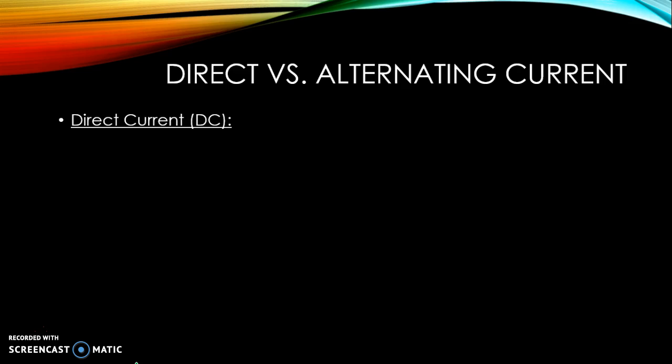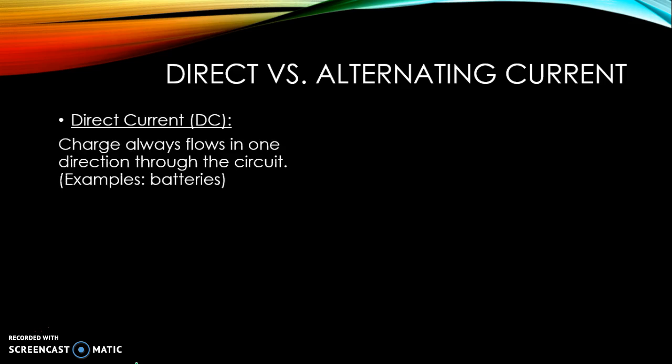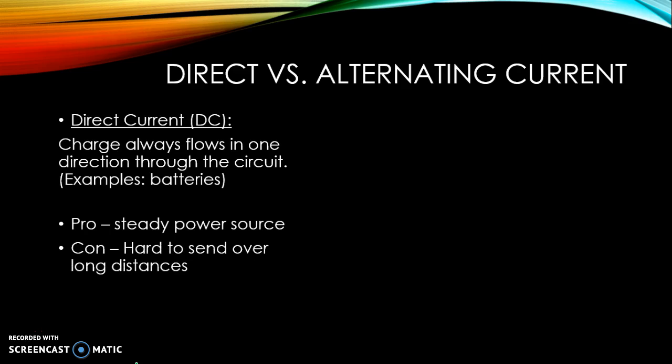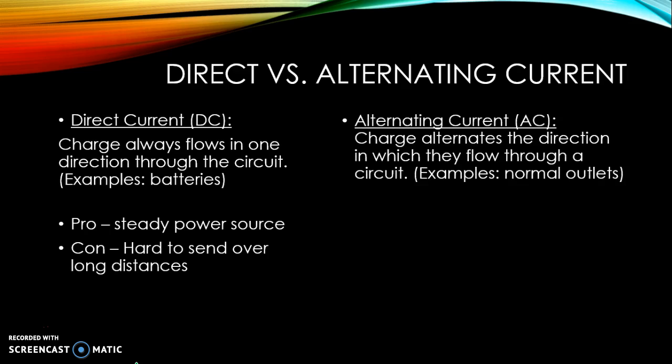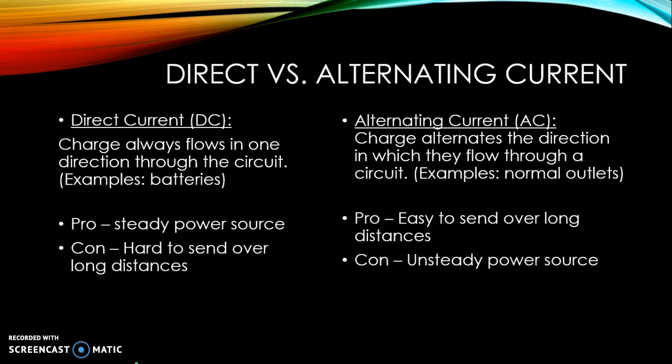Now we're at direct current and alternating current. For direct current, charge is always going to flow in one direction through the circuit, and an example of that would be a battery. The pro is a steady power source. The con is that it's hard to send over long distances. In alternating current, the charges alternate the direction in which the flow goes through the circuit. A normal outlet would be an example of alternating current. The pro is it's easy to send this current over long distances, but the con is it's kind of an unsteady power source.